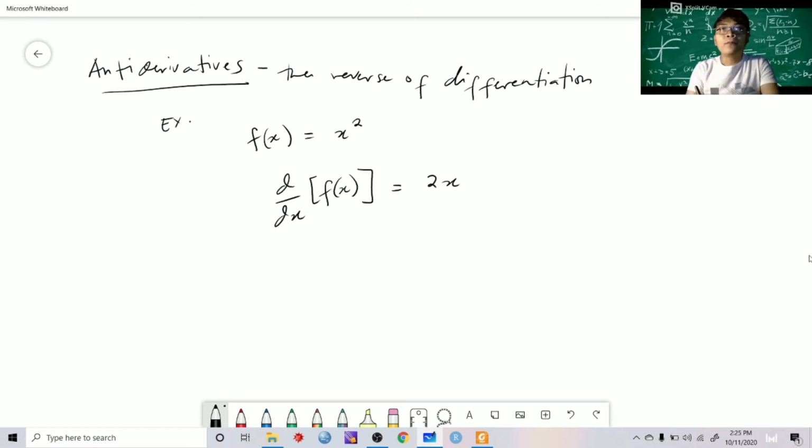Now, we may say that the antiderivative of 2x is x squared, because if we take the derivative of x squared, we will get 2x. So that is the concept of antiderivatives.